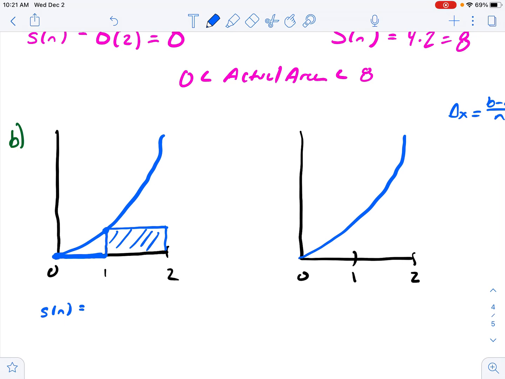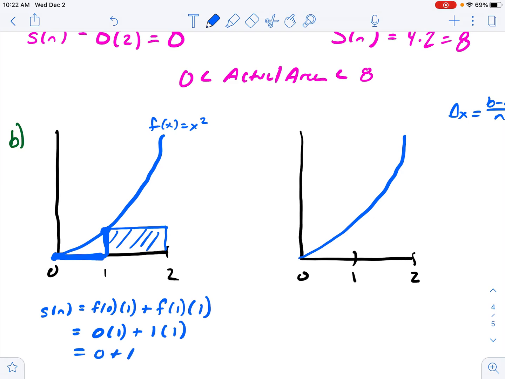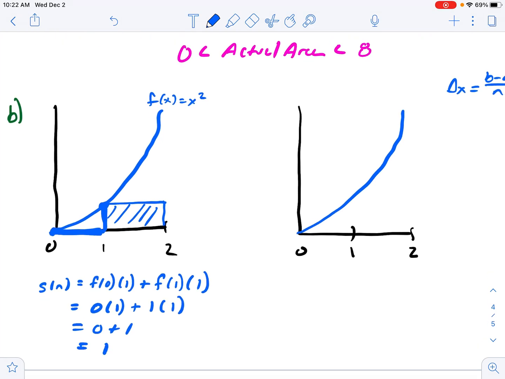Okay, so let's work this out. Well, we need the height of the first rectangle. I'm going to start using function notation for this. I wanted the height at what x value? The height at 0. So I needed f of 0 times my delta x, which was 1. Plus, I need the height of this rectangle. Well, I'm going up to the function at 1. I need the y value at 1. So f of 1 is the height times the width, which is also 1. Keep in mind our function is f of x equals x squared. So now f of 0 is 0 times 1, 0 height, that makes sense there, plus f of 1, 1 squared is 1, times the width. So here we get 0 plus 1, or an under approximation of 1.